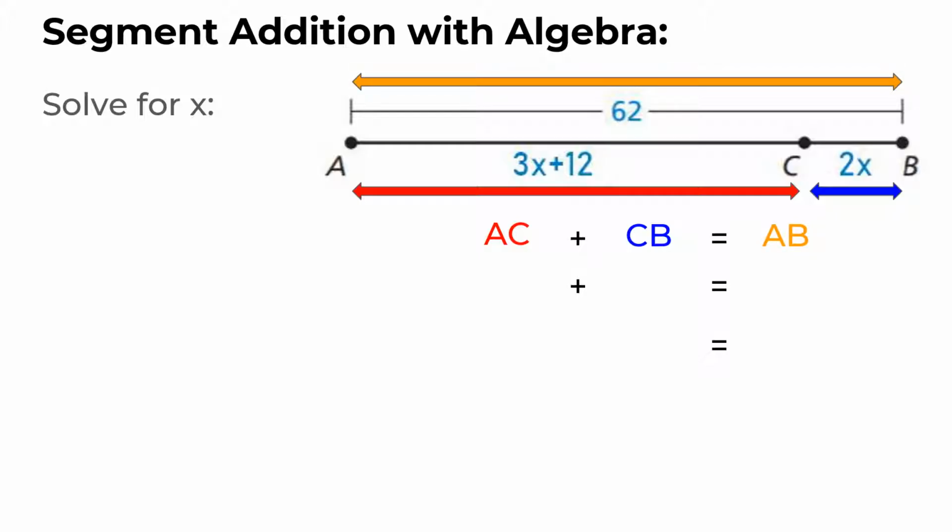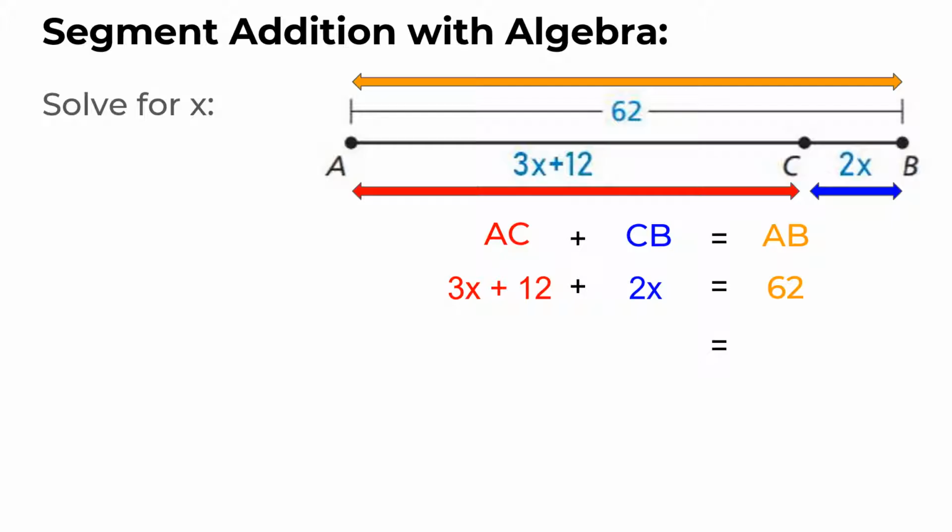And if we start with that little word equation right there, then we can plug in the things that we know. We can create the equation that we need in order to solve for x. So we know that the distance from A to C is given to us as 3x plus 12. Just plug that in for the AC in our original equation. We know that the distance from C to B is 2x. Plug that into our original equation. And we can substitute 62 because we know that the total from A to B has to be 62. So now we have a good basis to solve this problem.